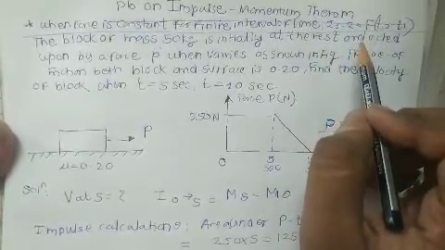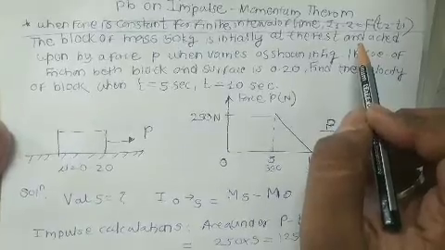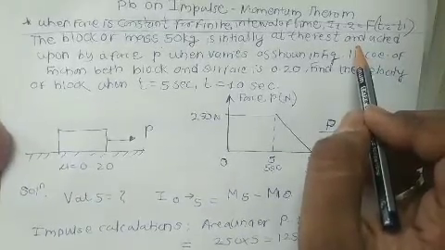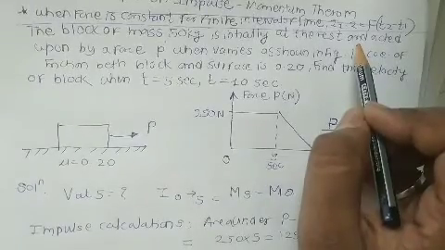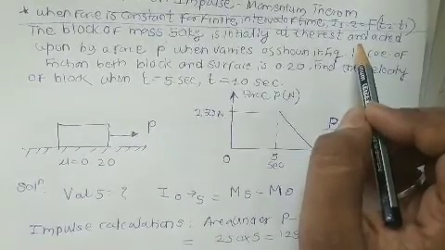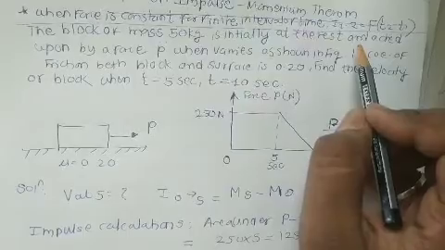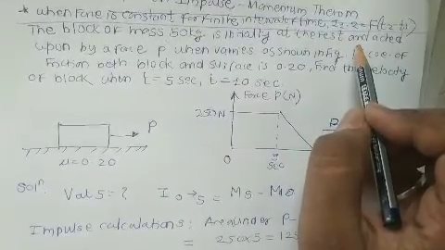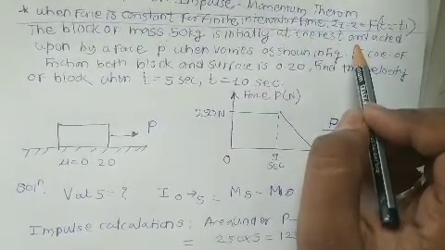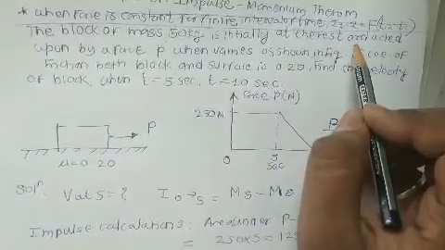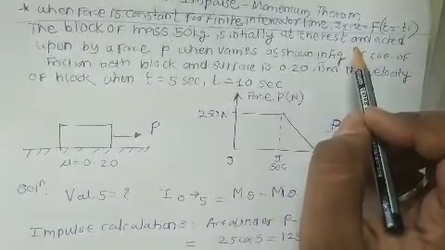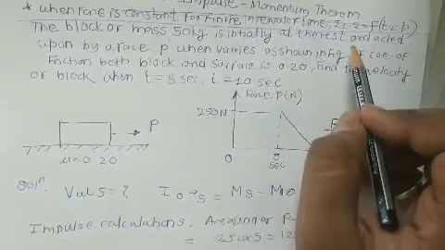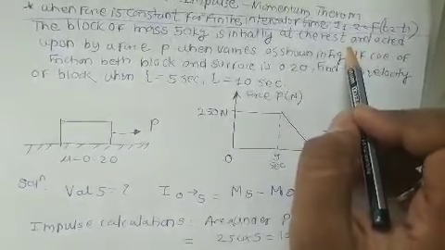The second case is when force is a function of time. In that case, the change in impulse is equal to the integral of f from t1 to t2. The limits are t1 to t2 and we have to integrate f with respect to time t. So we can write the integral from t1 to t2 of f dt.